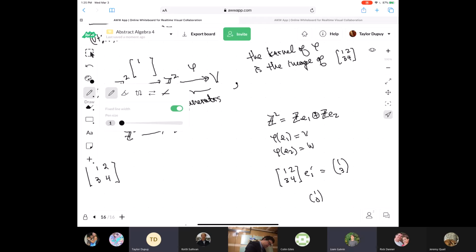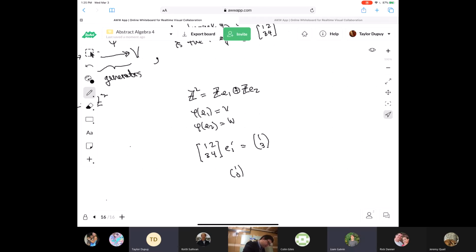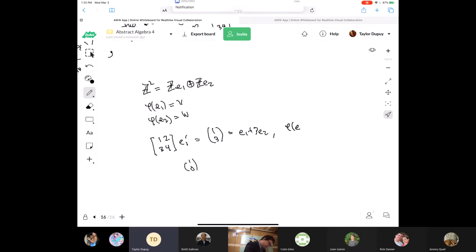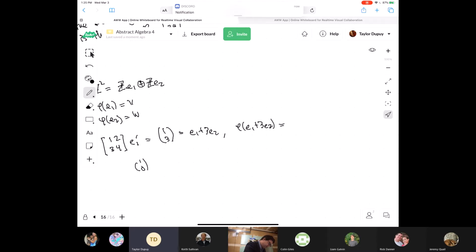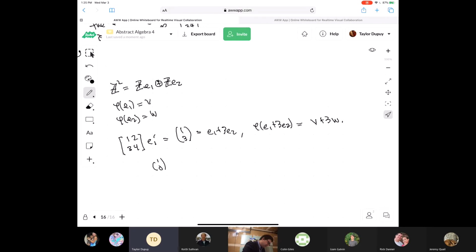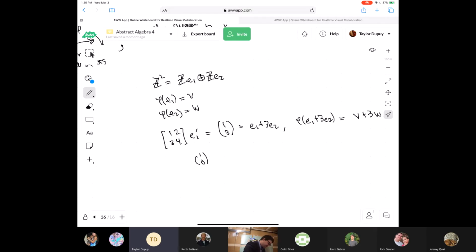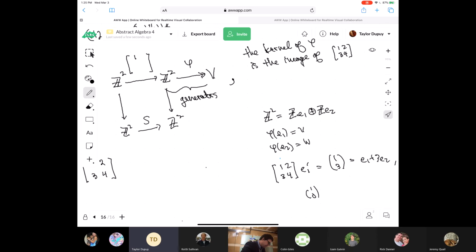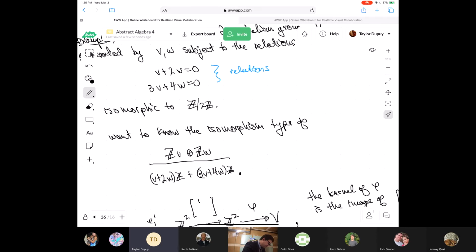Right, because phi of 1, 3, this thing here is E1 plus 3E2. And then phi of E1 plus 3E2 is V plus 3W. So actually, I want to take the transpose of this. So we need to be actually taking the transpose. So instead of taking the transpose, let's do the following. Let's take the transpose of this.